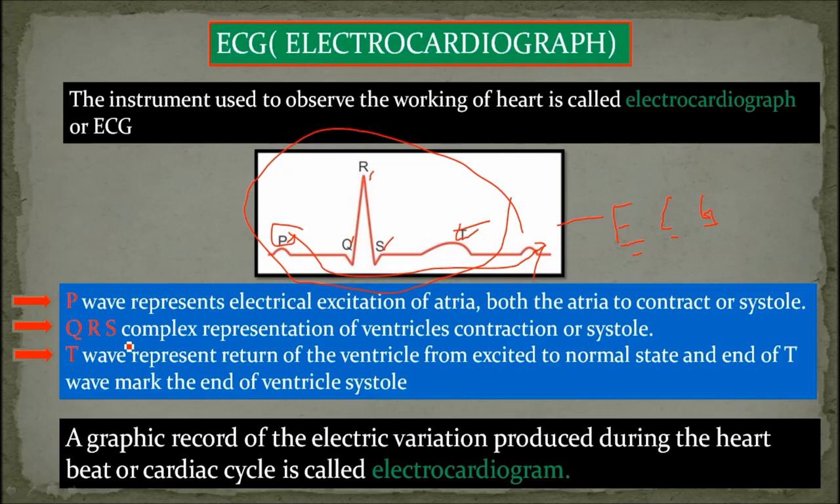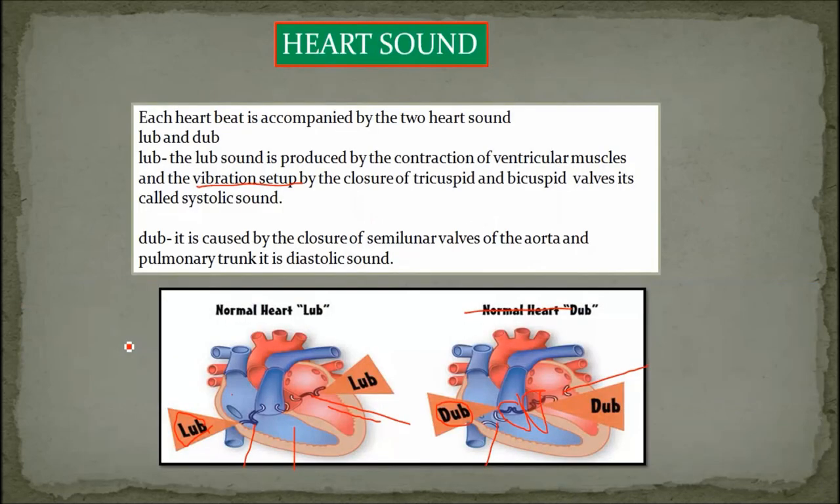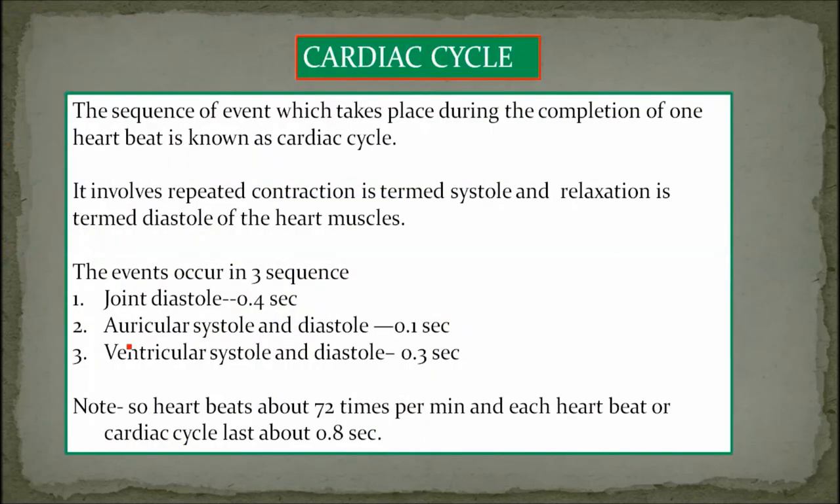So that's all for today's topic, friends. In today's topic, we have learned the different parts of the cardiac cycle. Parts means different events. There are three events: joint diastole, auricular systole and diastole, and ventricular systole and diastole. Their total duration is 0.8 seconds: 0.4 seconds for joint diastole, 0.1 seconds for auricular systole and diastole, and 0.3 seconds for ventricular systole and diastole.